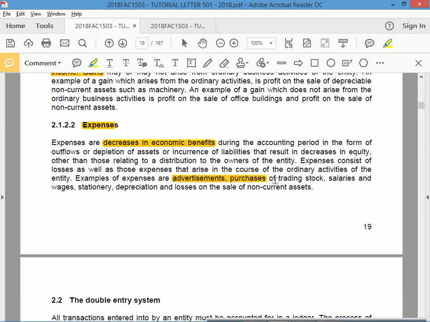Advertisements, purchase of trading stock. Okay, be careful of this one. I'm going to give you notes covering stock. Purchases is an expense. Inventory or trading stock is called an asset. There's a difference between the two. You'll only know the difference once we've covered the two different systems, periodic and perpetual. Inventory is an asset. I will contrast that later. There is a slide about it in your notes.